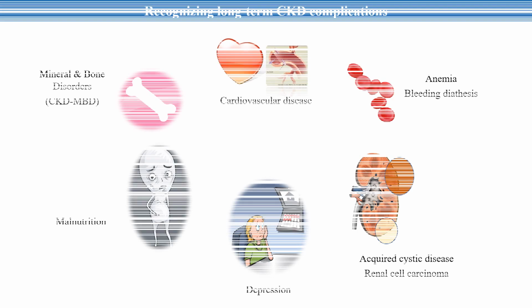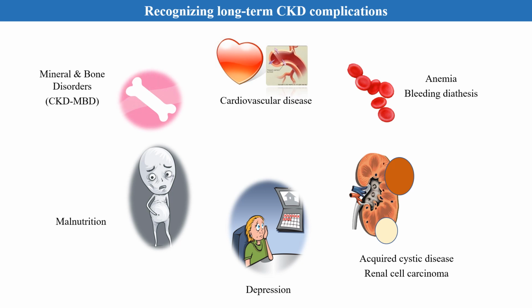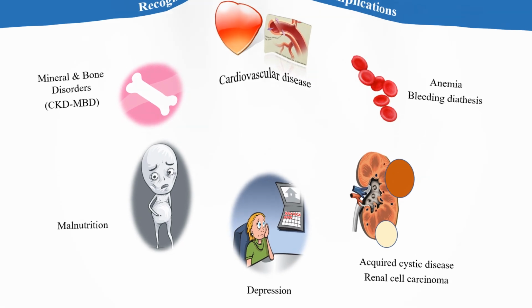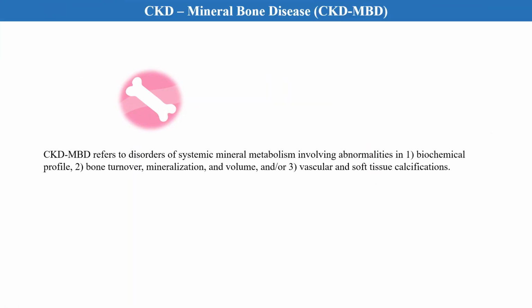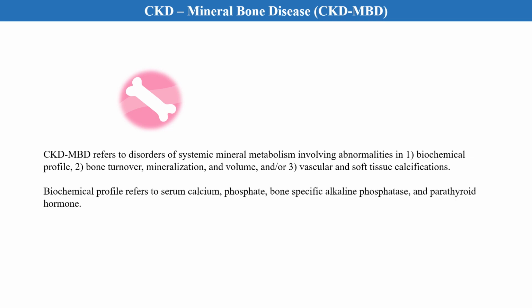CKD is associated with mineral and bone disorders, commonly referred to as CKD-MBD. CKD-MBD refers to disorders of systemic mineral metabolism involving abnormalities in biochemical profile, bone turnover, mineralization, and volume, and/or vascular and soft tissue calcifications. Biochemical profile refers to serum calcium, phosphate, bone-specific alkaline phosphatase, and parathyroid hormone.